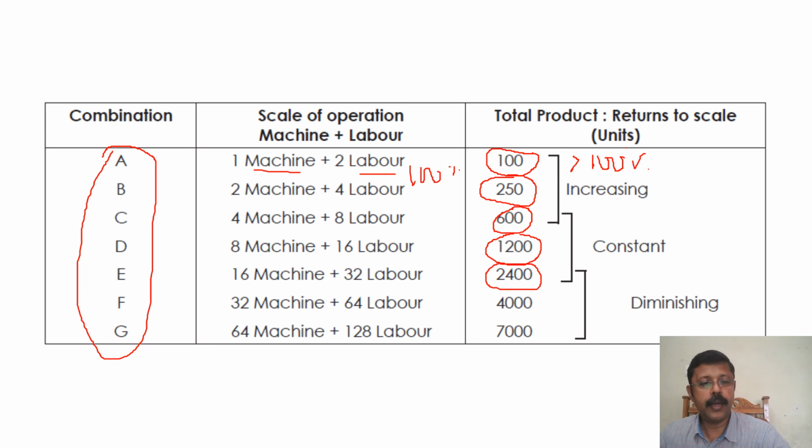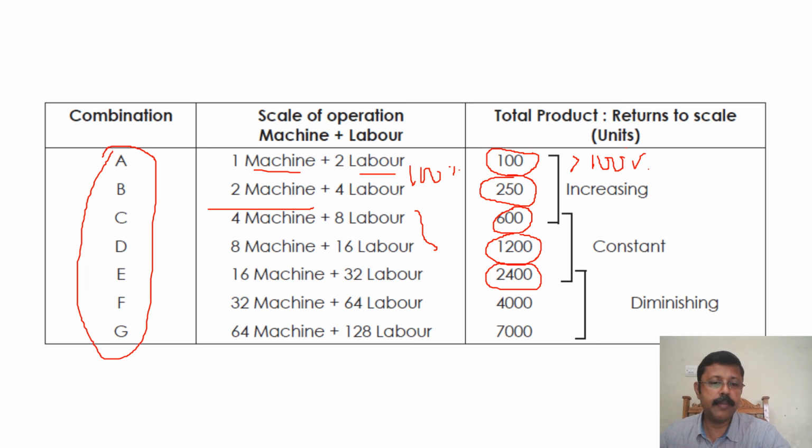But after a particular point, after maybe adding 2 machines or 4 machines, what happened is, when you have increased it by 100%, the output also increased from 600 to 1200, which is again exactly double. That is, there's a 100% increase in the output.